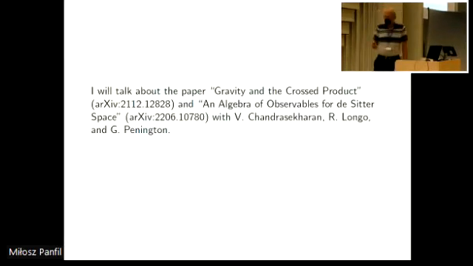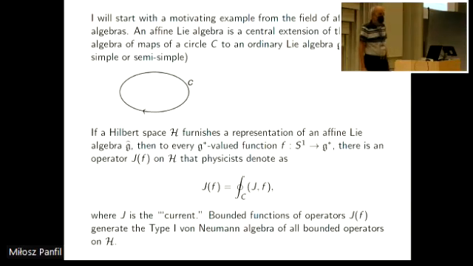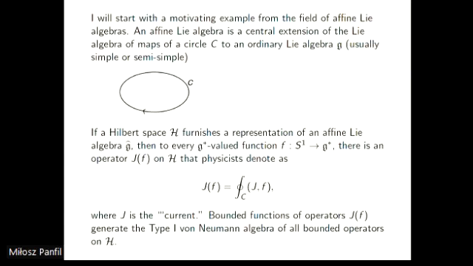I'll be talking mostly about this paper here, Gravity and the Cross Product. There's a more recent paper that extends the analysis, or makes a somewhat similar analysis, for de Sitter space. But for one talk, I will just talk about the black hole. But I'll start with a motivating example from affine Lie algebras, which might be more familiar to some of you.